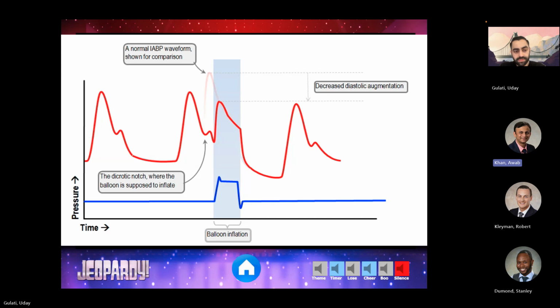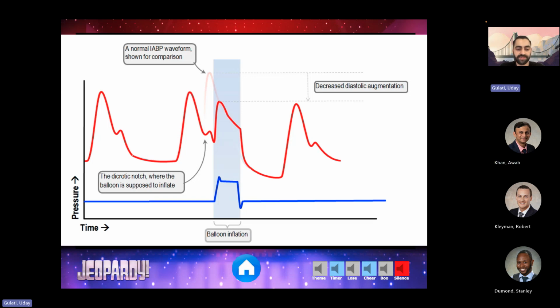The shadow that you're showing, that would be increased afterload, right? Which is not what you want. So the shadow that you're seeing is what you want. That is the diastolic augmentation that you're getting in diastole. You want to see that high pressure in diastole when a balloon pump is in place because the blood will go backwards and increase coronary perfusion. The balloon is inflated during diastole, thereby causing more coronary perfusion.